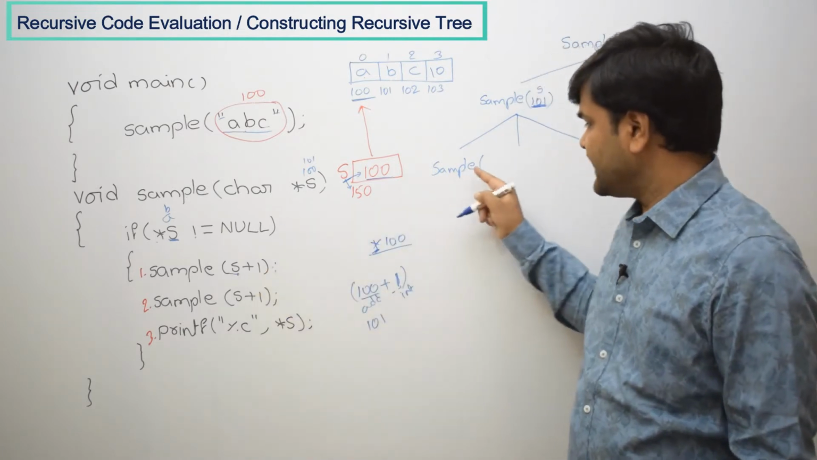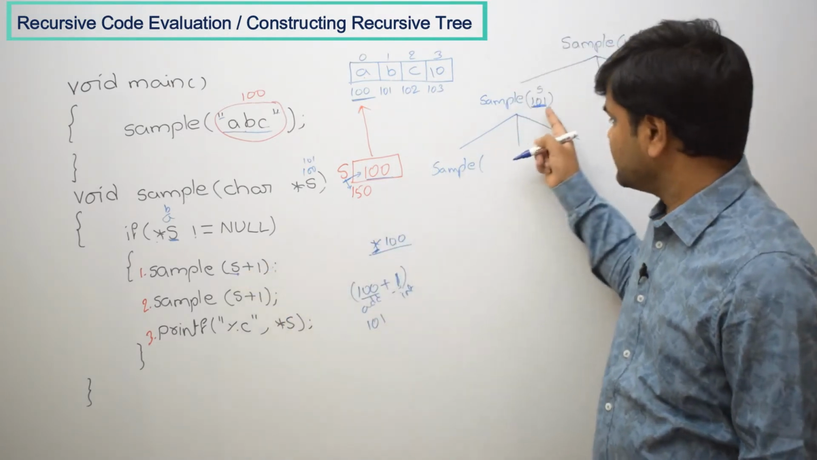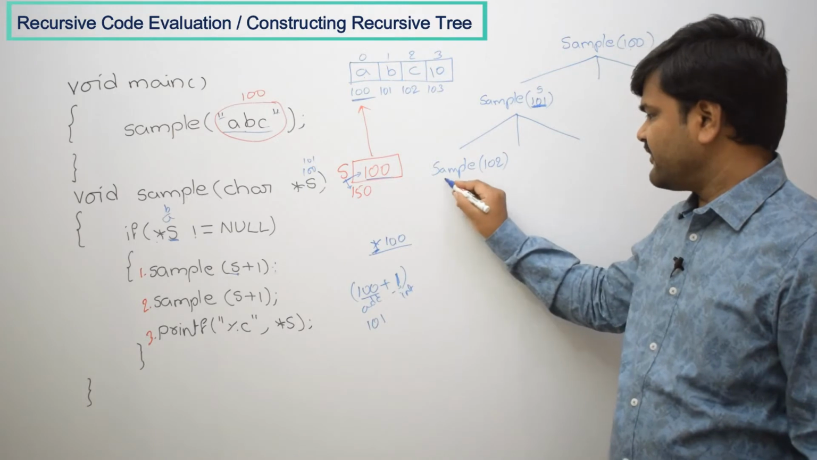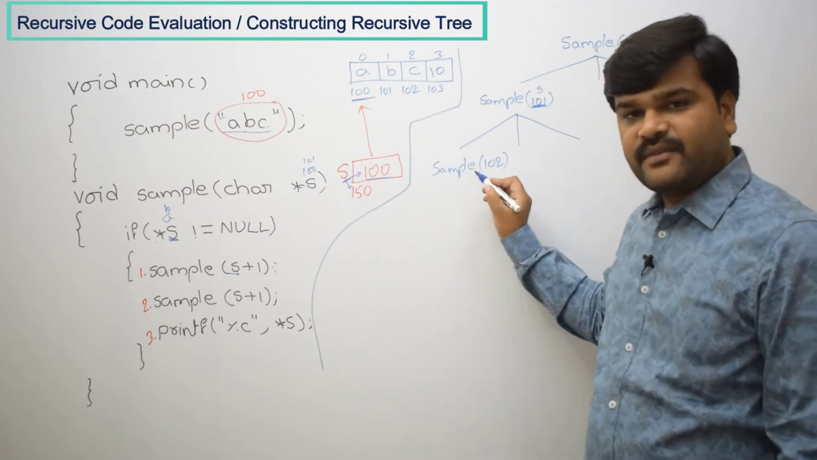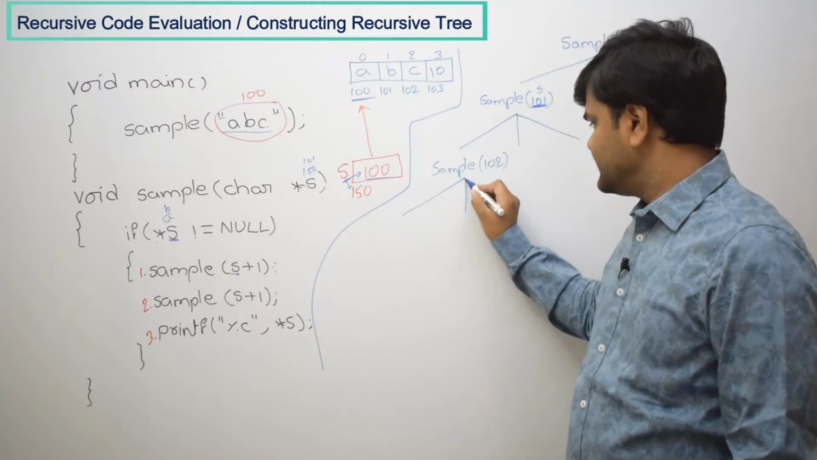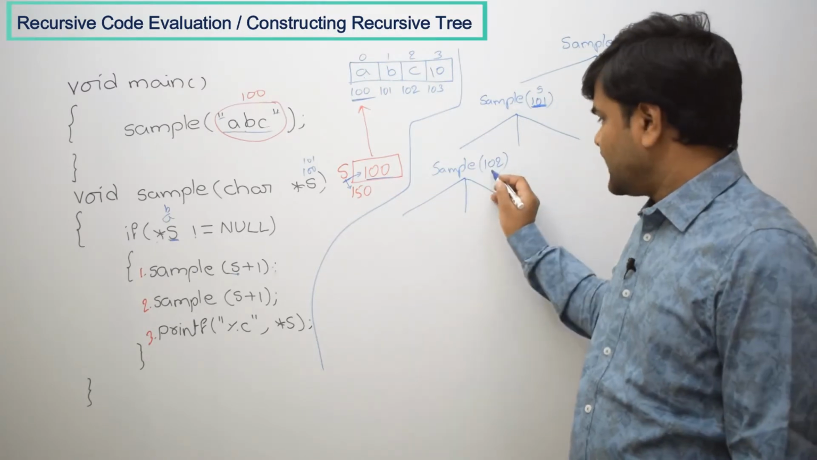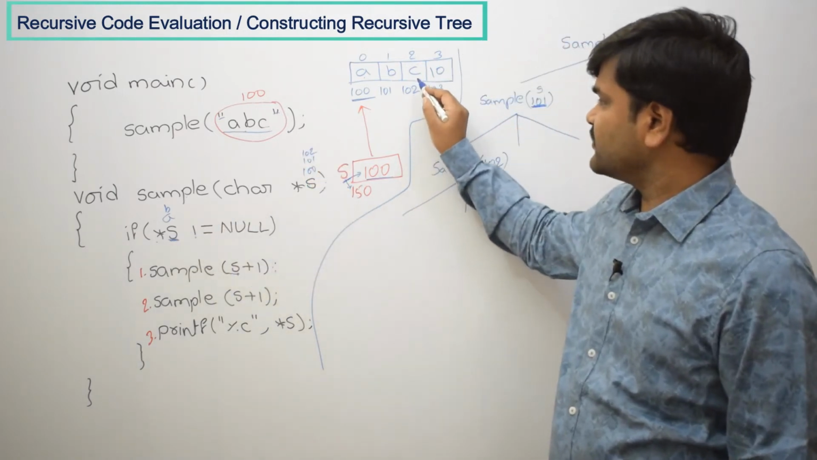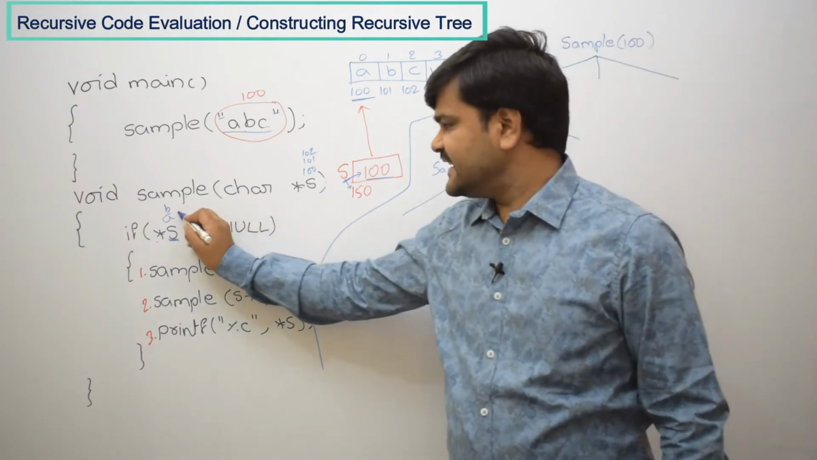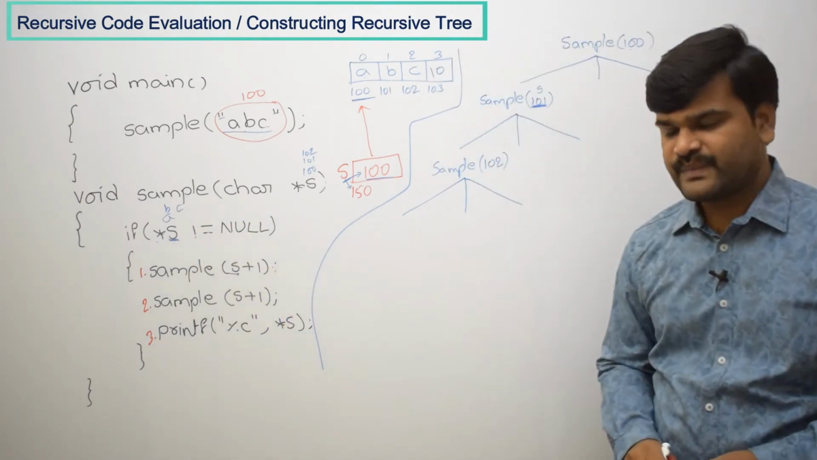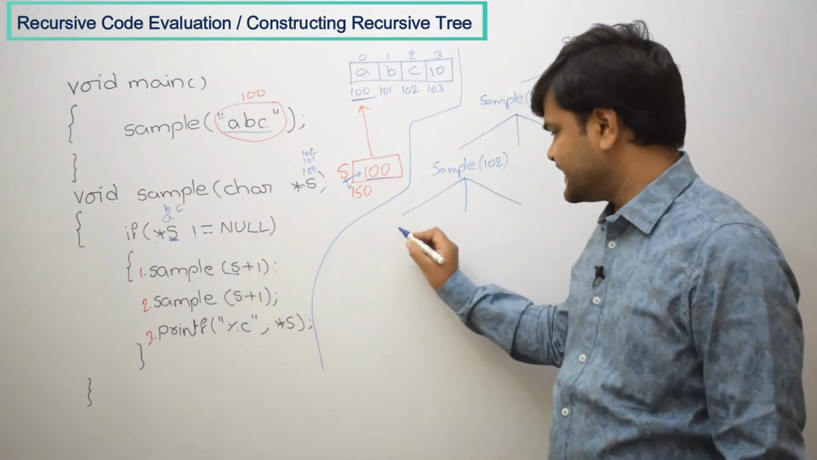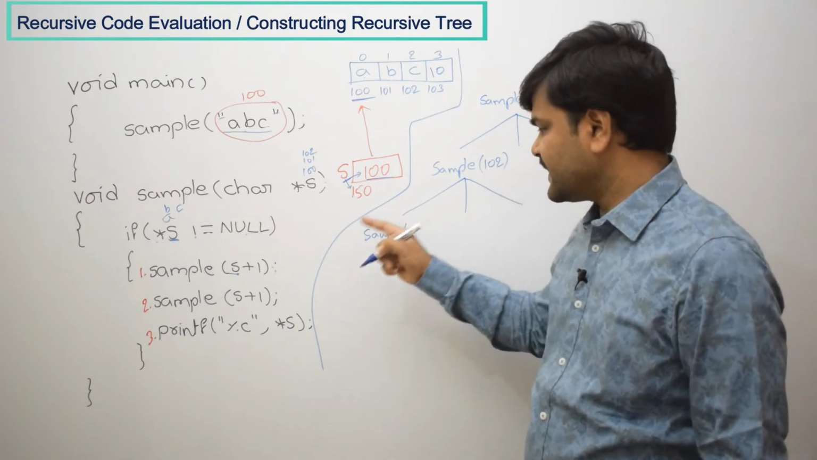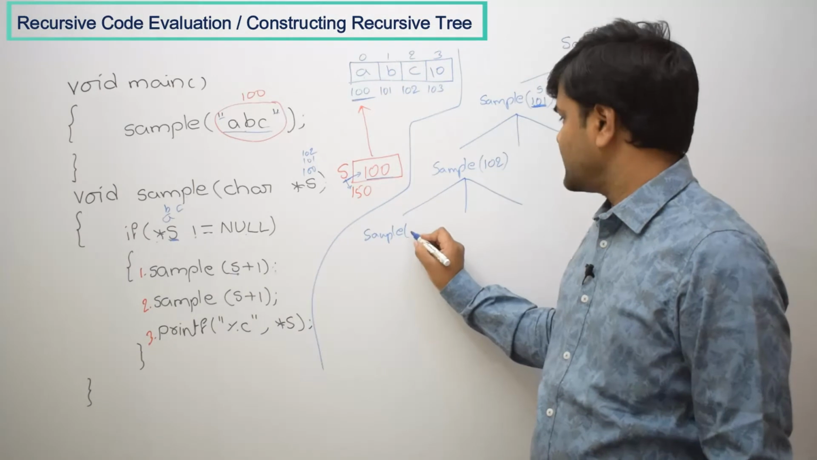Now the S value is 101. 101 plus 1, 102, so that will become 102. Now again a recursive function call, and again three branches we are going to take. With the 102 value it came here. Now star 102: in 102 what is there? C. So C not equal to null. Yes, it is true, so the condition is true, and again three statements: sample S plus 1, 102 plus 1. 102 plus 1 is 103.